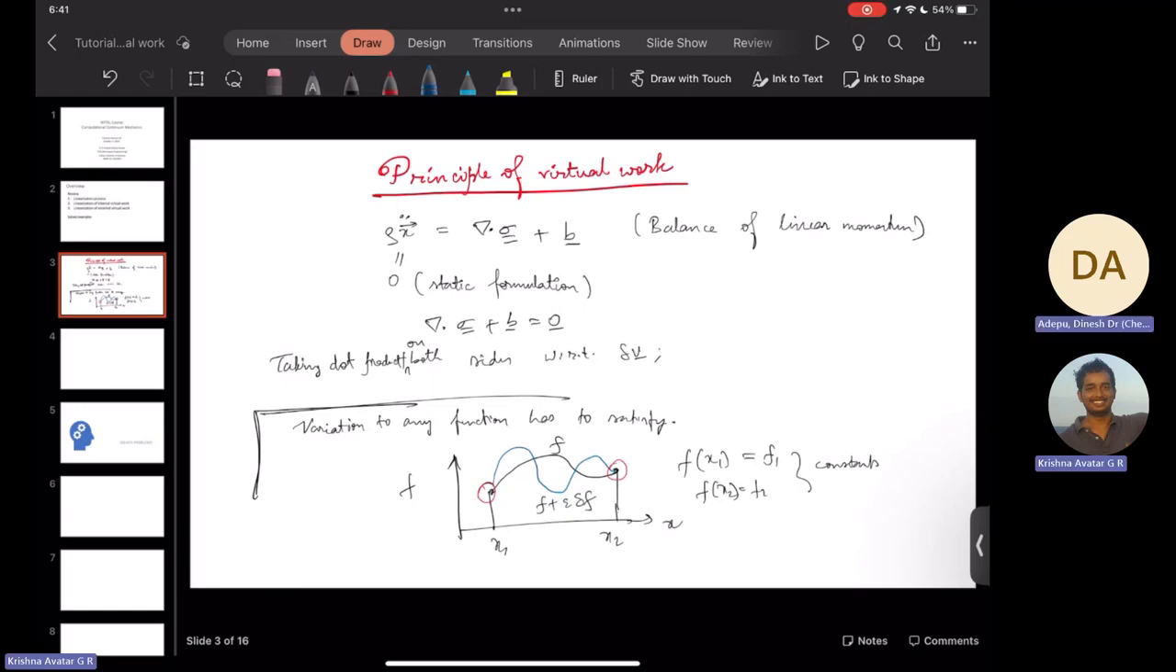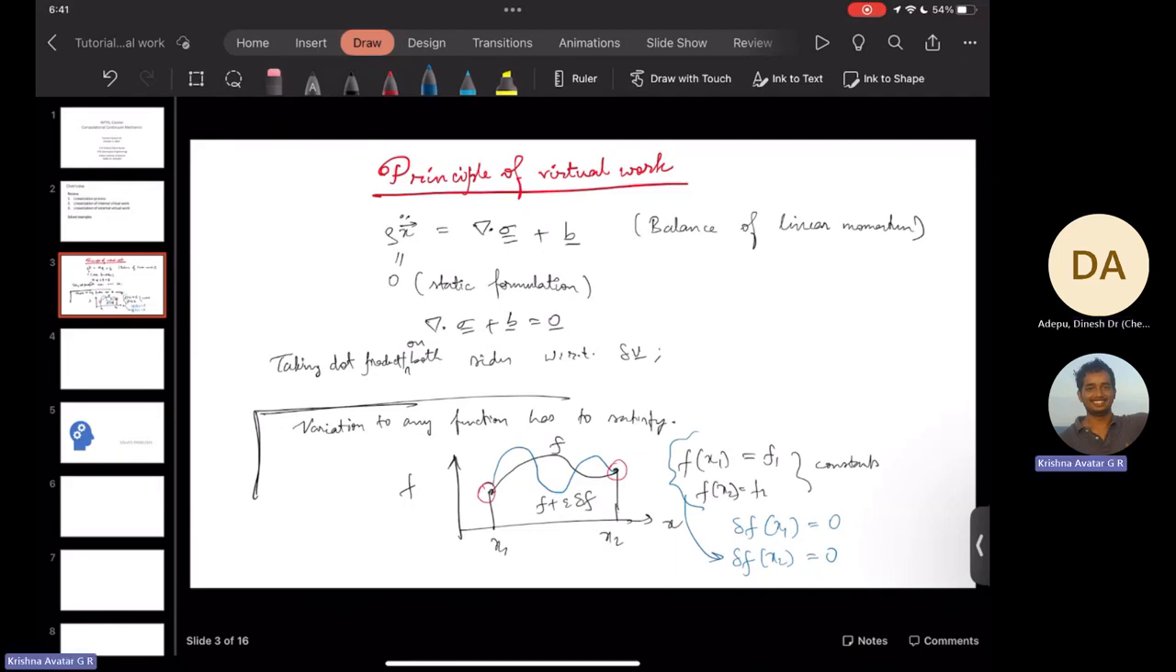Because of this, the variation has to satisfy properties such as del f at x1 has to be 0, because we cannot allow perturbations at x1. Likewise, del f at x2 also has to be 0 just because it has to satisfy the constraints. I hope you got this point.